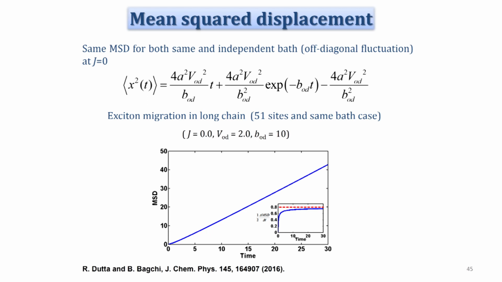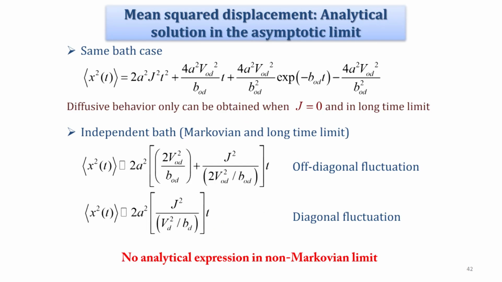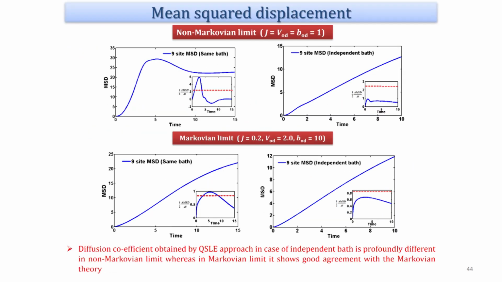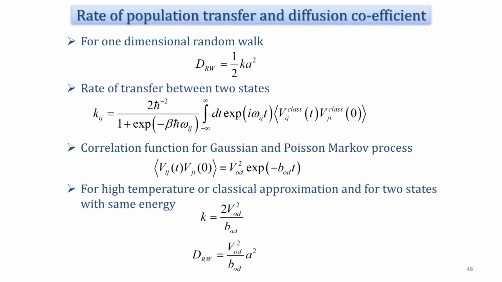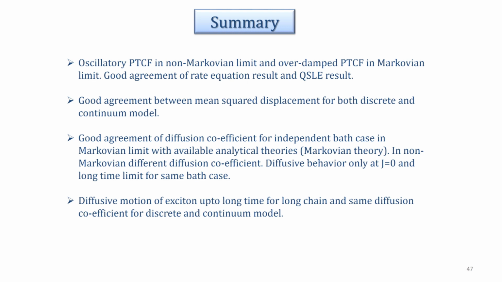This dashed line here is the result in the limit of j small, or j going to 0, and this is the exact numerical solution of the quantum stochastic Liouville equation. Okay, I do not want to bore you with that. The oscillatory population time correlation function in the non-Markovian limit, and what is termed the Markovian limit. So all these things can be done.